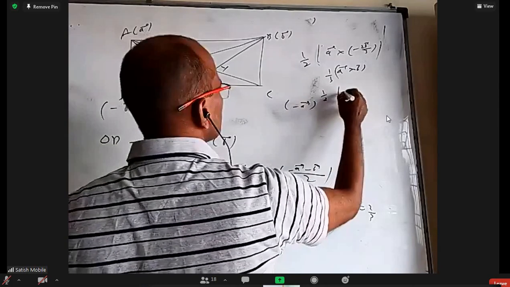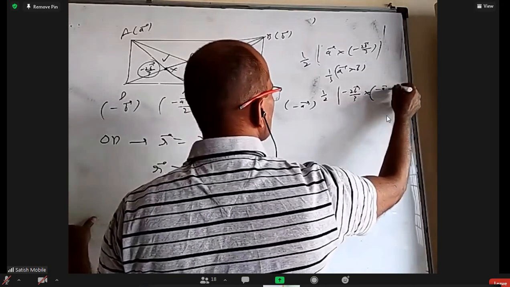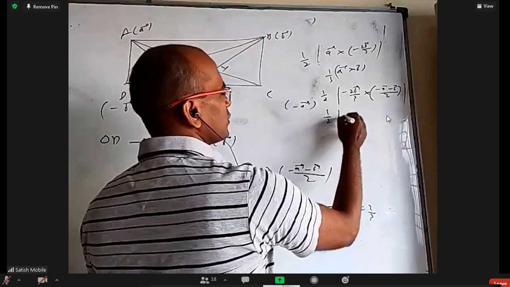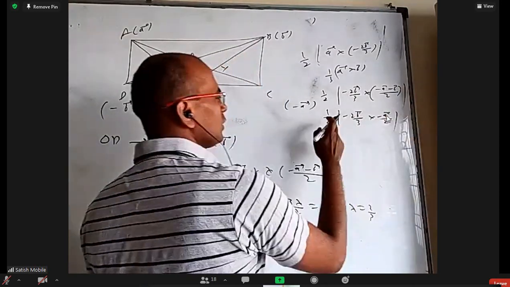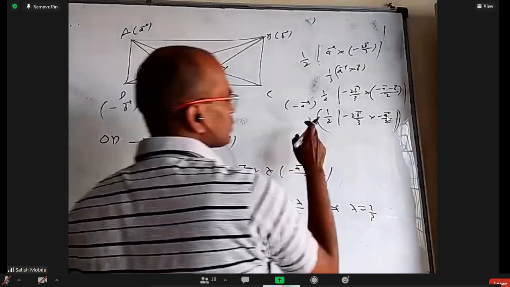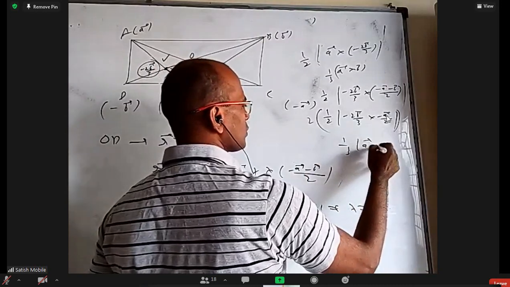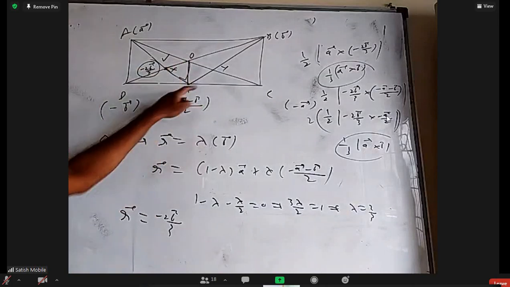If you want this triangle's area, I will take the cross product of these two. Half of minus 2B bar by 3 cross product with minus A minus B by 2. But B cross B is 0. We'll get half of minus 2B bar by 3 and minus A bar by 2. And I want double of that because I want the quadrilateral, not this. So 2 and 2 will cancel. Again, 1/3 mod A cross B. So given by vectors, this area is the same as that.